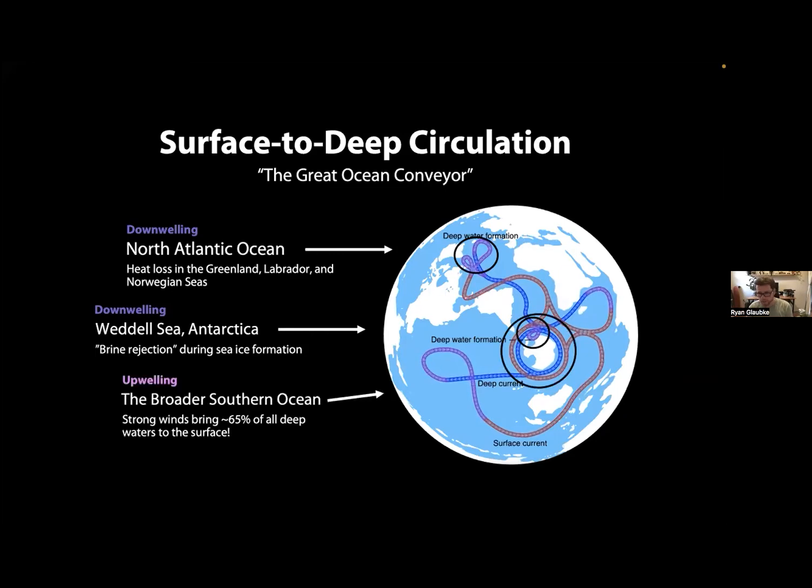Now, the winds around Antarctica are so strong and they push so much water away from the coast that a lot of the deep water, 65% of all waters that occupy the interior of the ocean, come up to the surface around Antarctica. And it's an incredibly important place for the exchange of deep and surface waters.